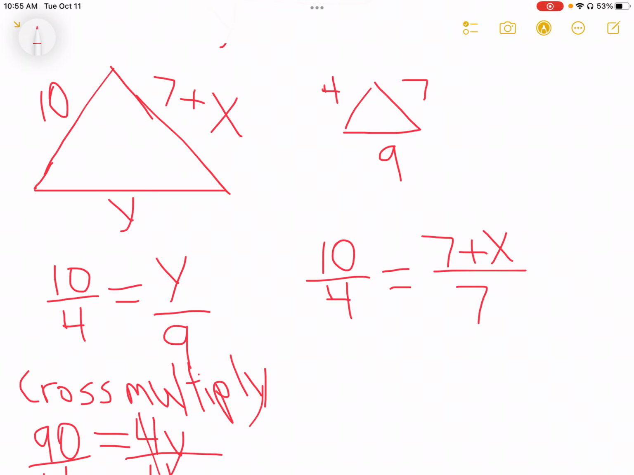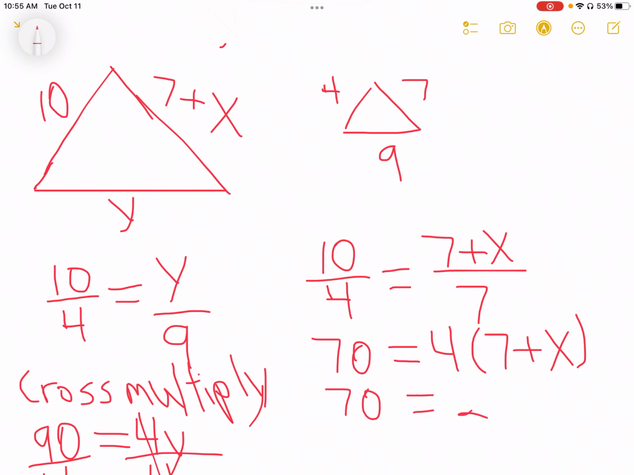Okay, so then we can say, let's cross multiply this time too. So that's 70, and it's equal to 4 times 7 plus x. And so then we still have 70 on this left side. Over here we have 28 plus 4x.